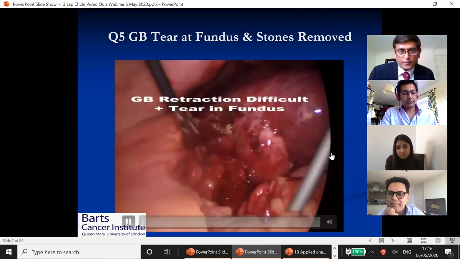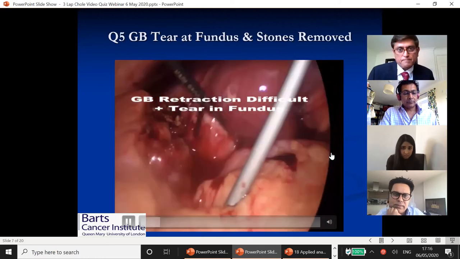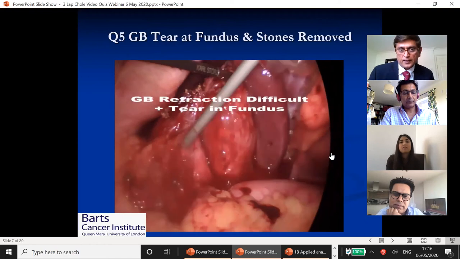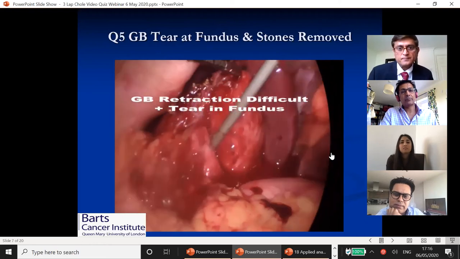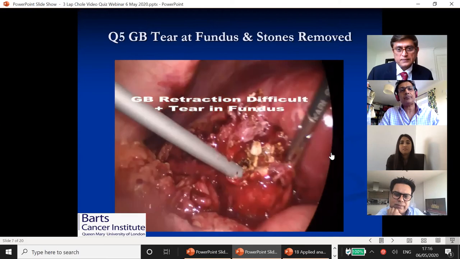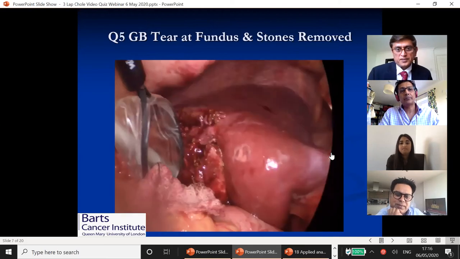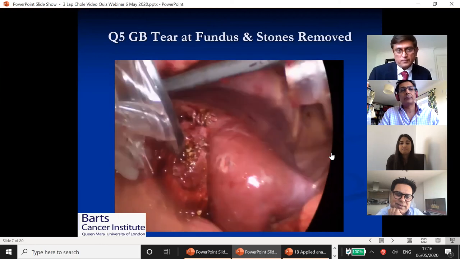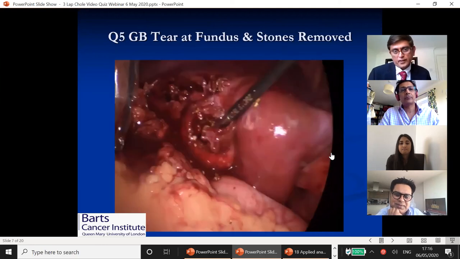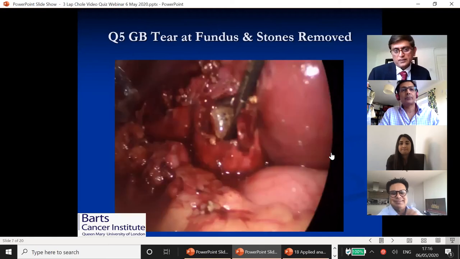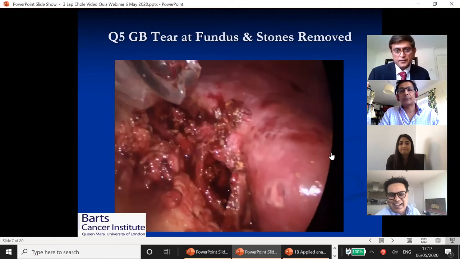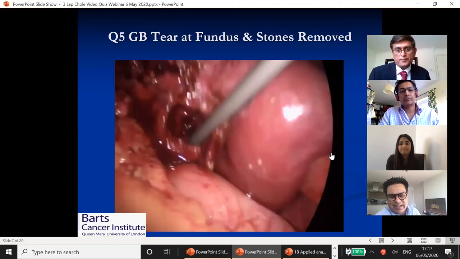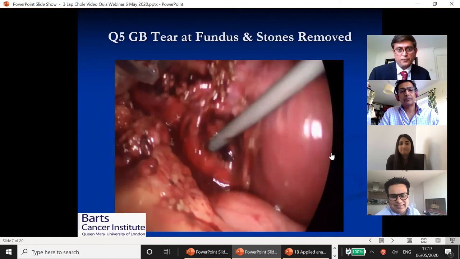Obviously, this gallbladder is impacted with stone, so it was not something that you could just suck out the bile. You can see it's chock-a-block. Even after sucking, there was a problem retracting the gallbladder, so I'm fishing all the stones out in an endo pouch and using a tooth grasper to pick it up. Normally, I would use your hand, but use a tooth grasper.